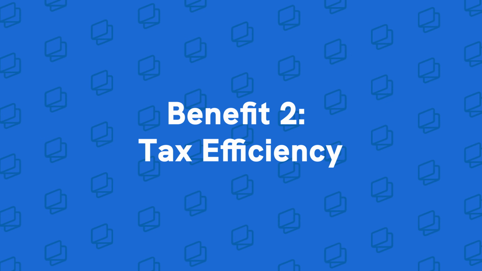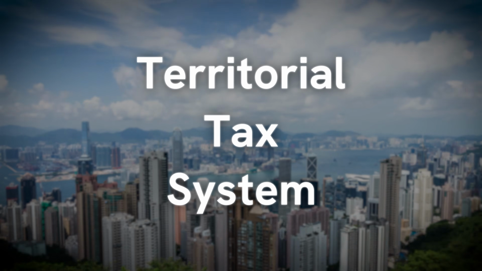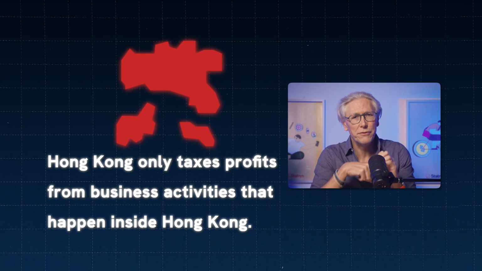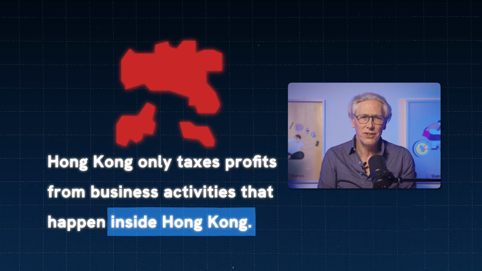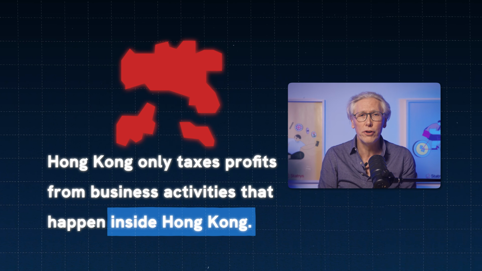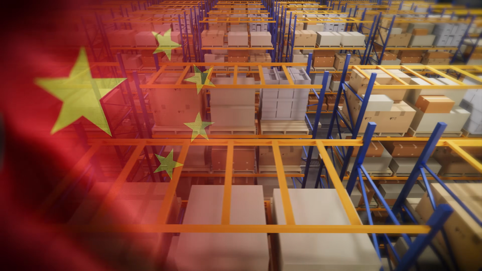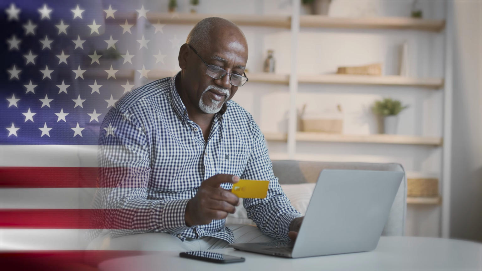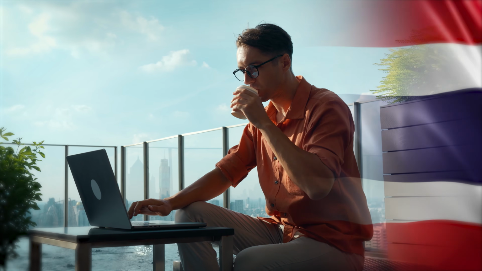Now, for the best part, the potential tax benefits. Hong Kong operates on a territorial tax system. Here's what it means. They only tax profits generated from activities inside Hong Kong. For international trading businesses, your activities are happening all over the world, except in Hong Kong. You're finding suppliers in China or elsewhere, you're negotiating with buyers in the US, Europe, or elsewhere, and you as a director might be living in Thailand or Dubai, but not in Hong Kong.